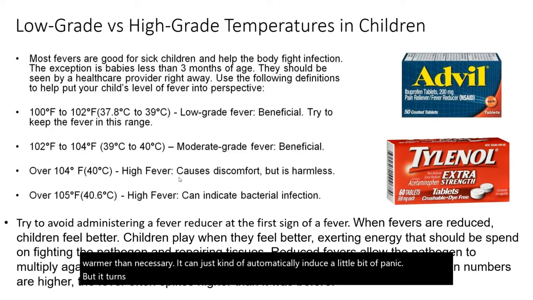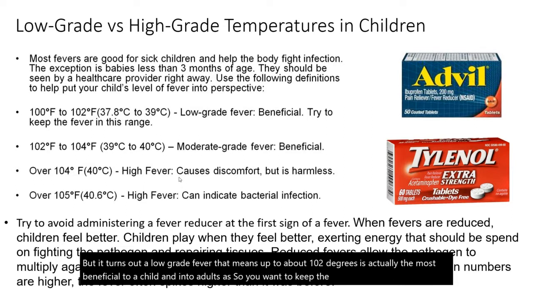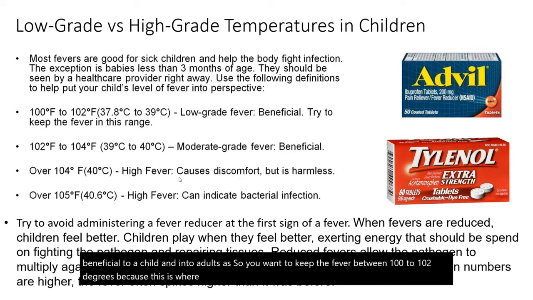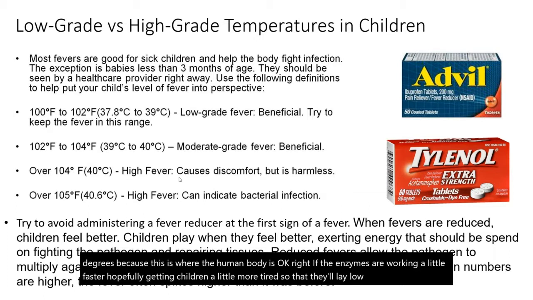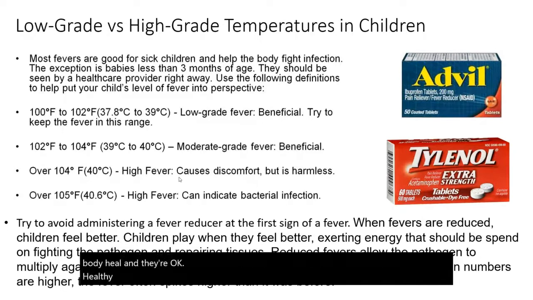But it turns out a low-grade fever, okay, that means up to about 102 degrees, is actually the most beneficial to a child and to adults as well. So you want to keep the fever between 100 to 102 degrees because this is where the human body is okay, right? Our enzymes are working a little faster, hopefully getting children a little more tired so that they'll lay low and let their body heal. They're okay, healthy and fine at this point.